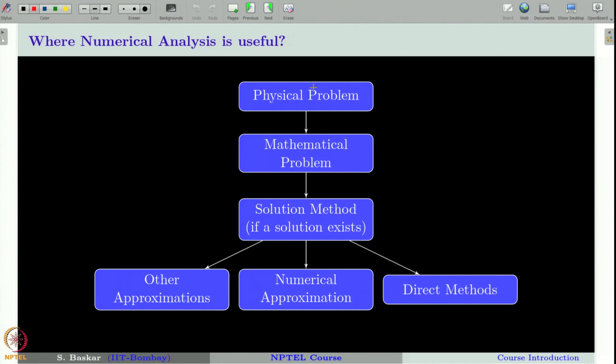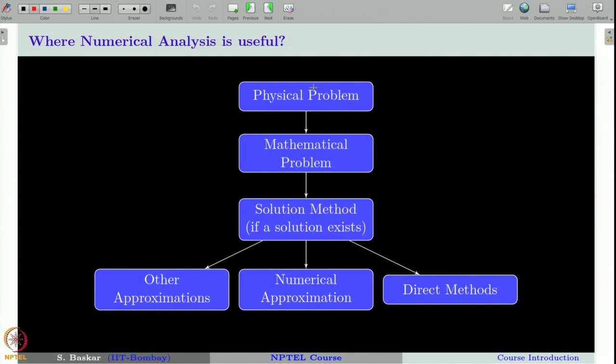methods that can give exact solutions to these mathematical problems, but such direct methods are quite rare, in the sense that if the mathematical problem is very simple, we can have such methods. But in general, if the physical phenomenon is highly nonlinear, then the corresponding mathematical problem will be quite complicated to solve exactly. Therefore, one needs to go for approximations.